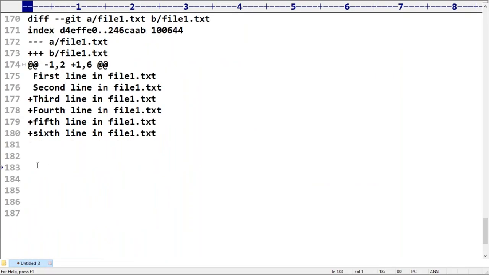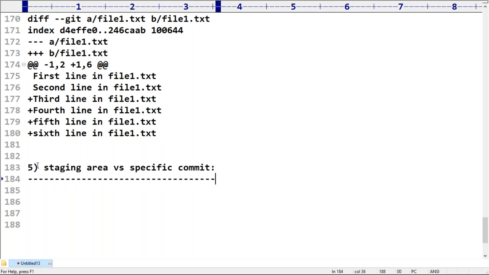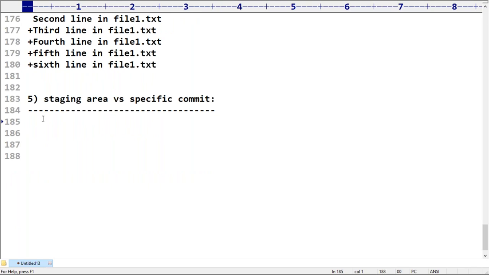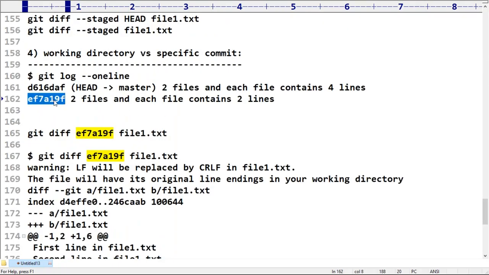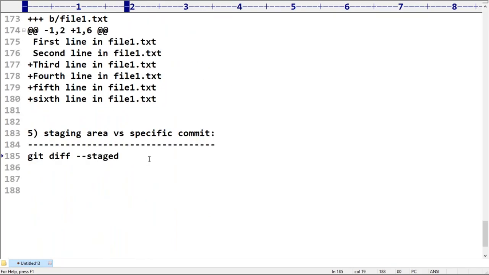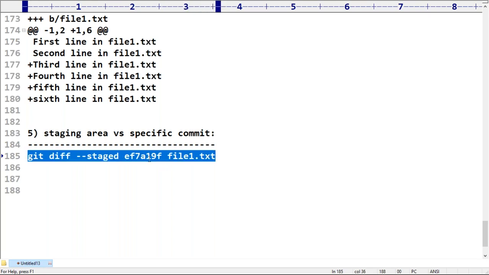Similarly, staging area versus specific commit. I want a specific commit, so instead of HEAD, you need to use that particular commit. Now git diff --staged. Have you observed what the commit ID is? I'm taking the second last commit, sir. This is the old first commit ID, and I'm taking file1.txt. Observe carefully, right?